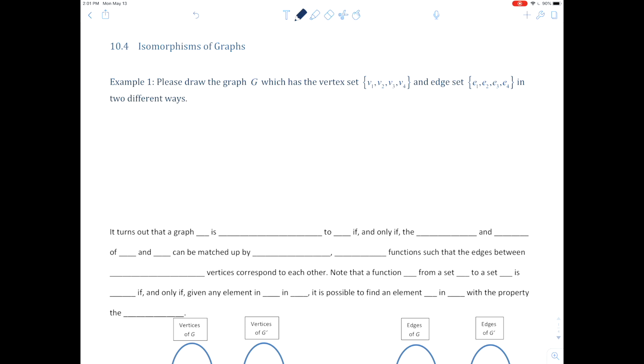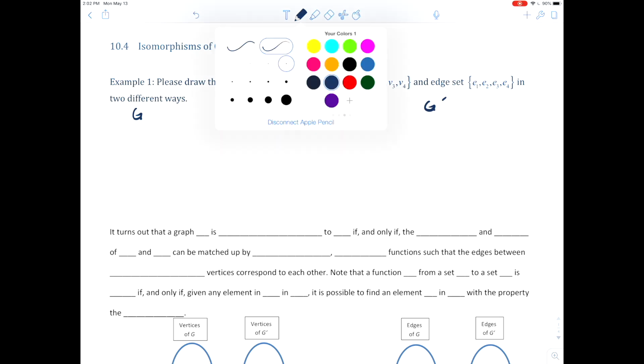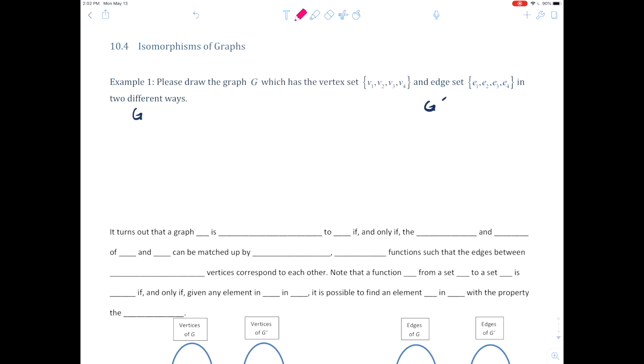All right, let's go. What we're going to do is start this one off with an example. So we're going to draw a graph G which has the vertex set v1, v2, v3, v4, and edge set e1, e2, e3, e4 in two different ways. So why don't we call them G and G prime? And you can put this stuff wherever you want. There's no one right answer.